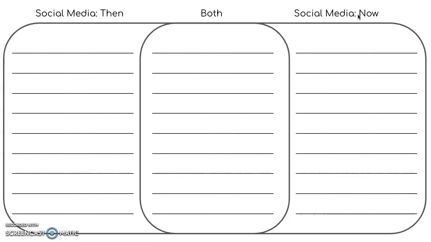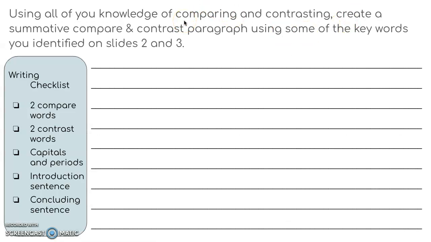After that, you'll use any notes and bullet points that you write here to complete your compare and contrast paragraph. You should also use some of the keywords that you identified from the reading on slides 2 and 3 and in that chart. Once you've completed your writing, use this writing checklist to make sure that you have everything you need in your writing. 2 compare words, 2 contrasting words, capital letters and periods, an introductory sentence, and a concluding sentence.